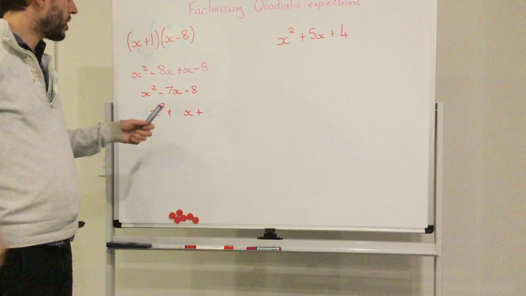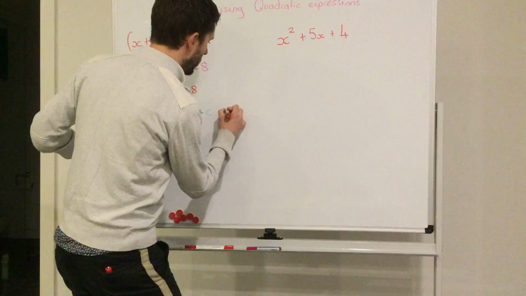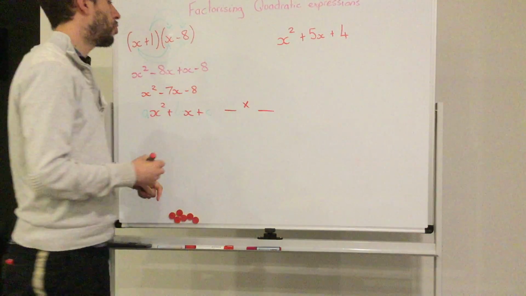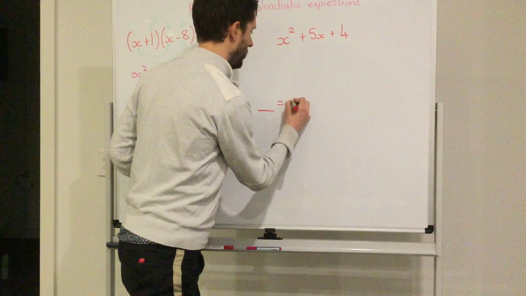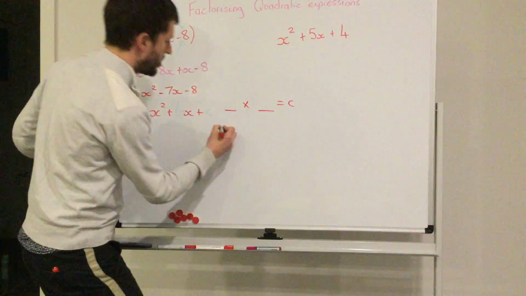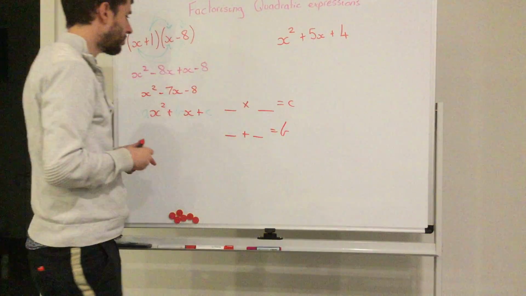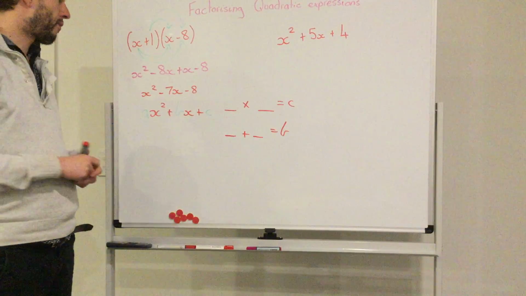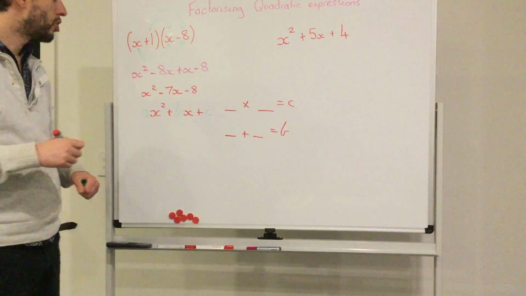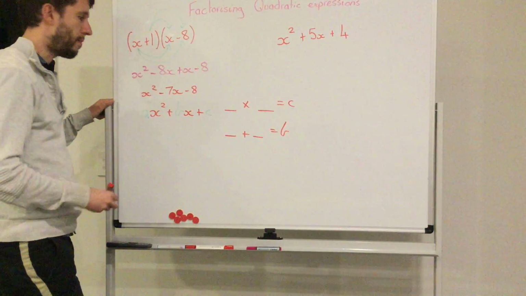Now, the rule is that we need two numbers that times together to equal c, and we need two numbers that add up to equal b. So my rule of thumb is I look at c, it's negative 8. So what are numbers that equal negative 8?